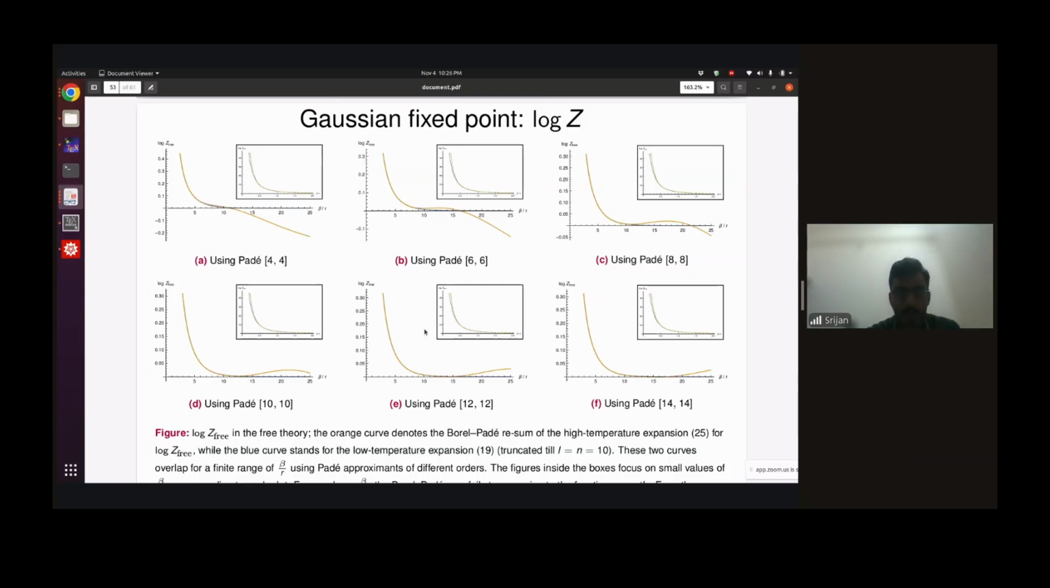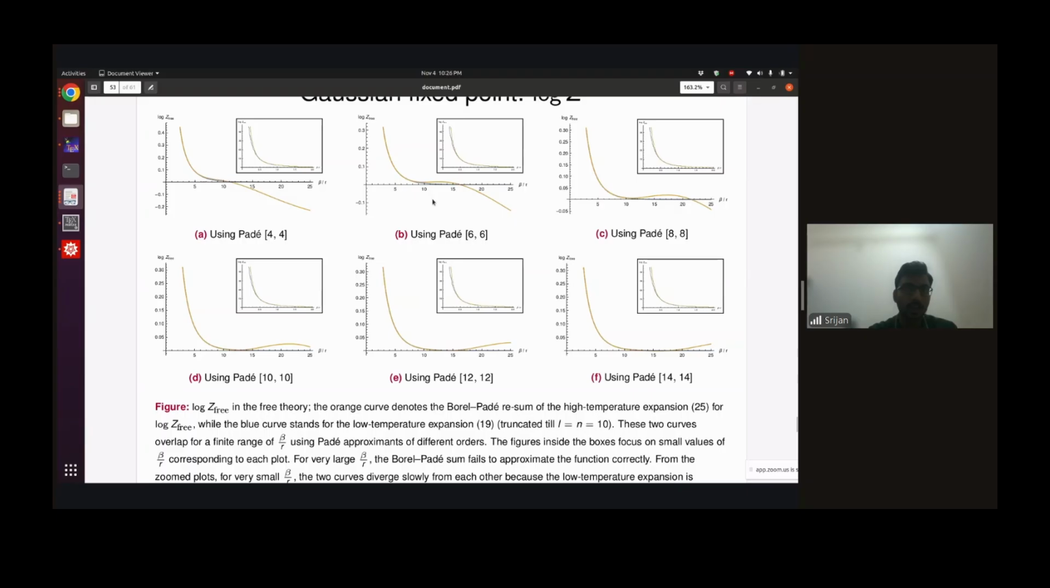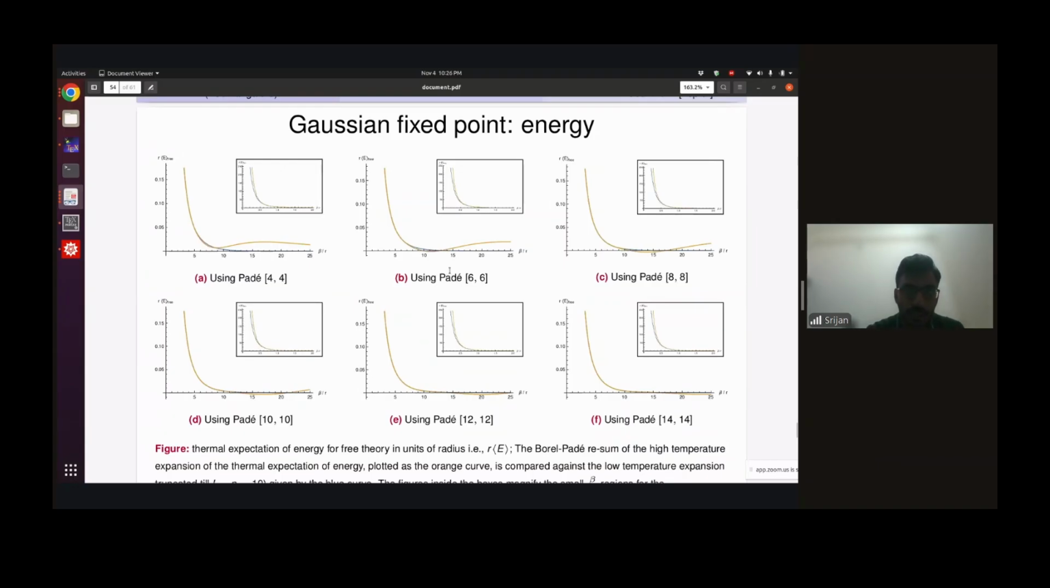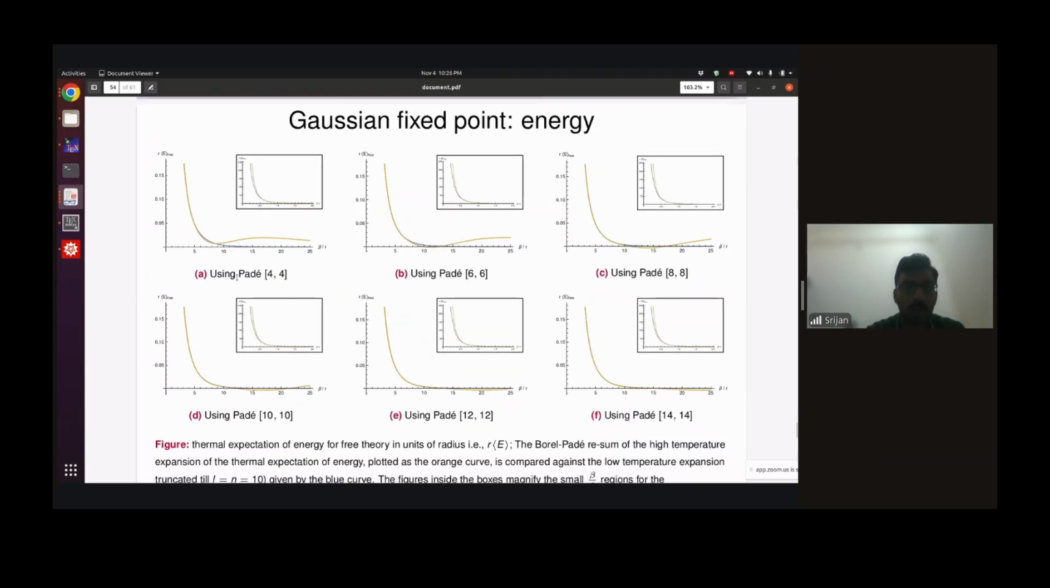So that supports the fact that they are actually representing the same function, or they are just two different asymptotics of the same function. Okay, so then you can also look at the energy, the thermal expectation of the energy, and there also you can see the similar pattern and the overlap.